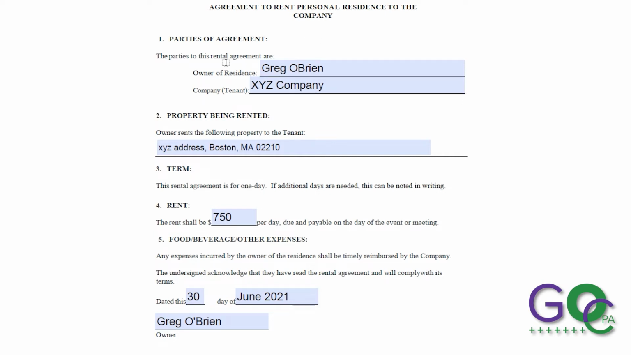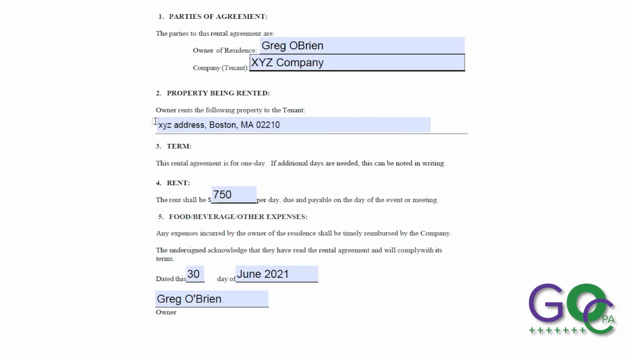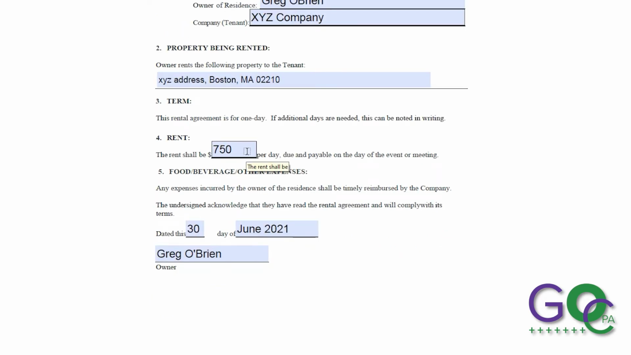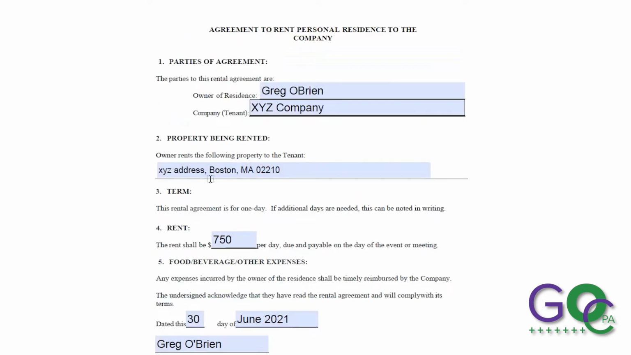So in this case, we're saying, hey, Greg owns the residence and he is renting this residence to XYZ company. The property being rented is this address in Boston, Mass, for one day. And we're saying that the agreed upon rent is $750, right? So between the $700 and $1,000, on a conservative end here, that's due and payable on the day of the event. Any other expenses incurred would have to be reimbursed by the company. Great. So pretty straightforward here.